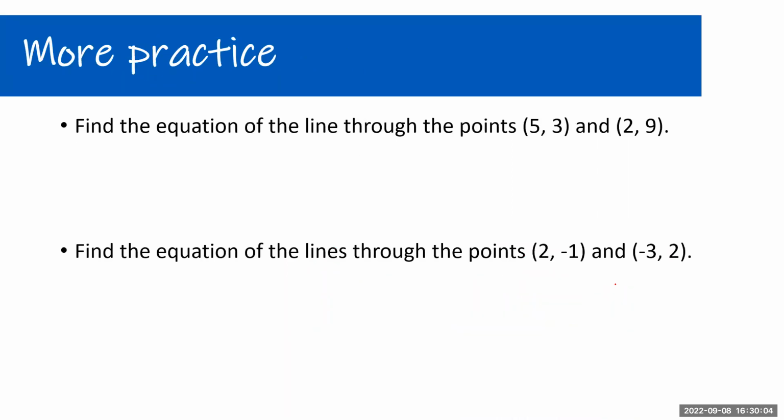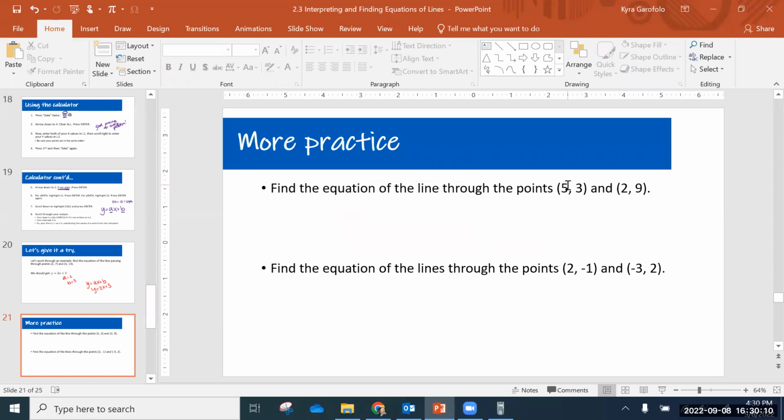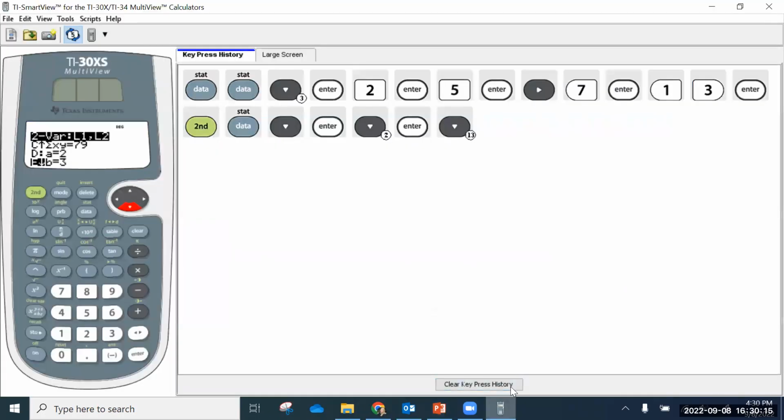Okay, let's give it another try. Let's find the equation of the line through the points (5, 3) and (2, 9). So we're doing the exact same thing. Go back to our calculator. We're going to clear everything. Okay. Now start the exact same way.